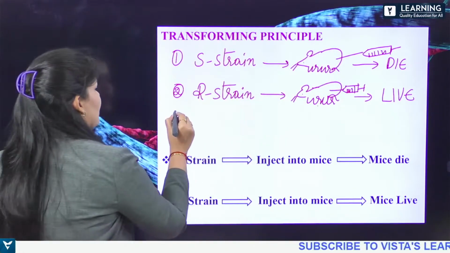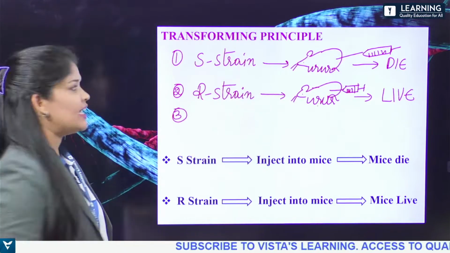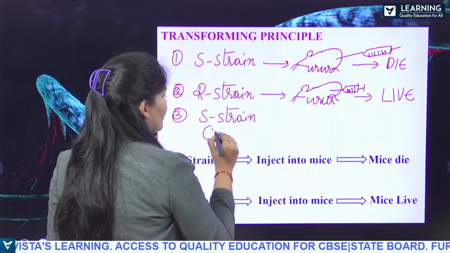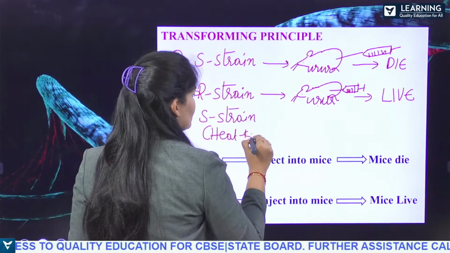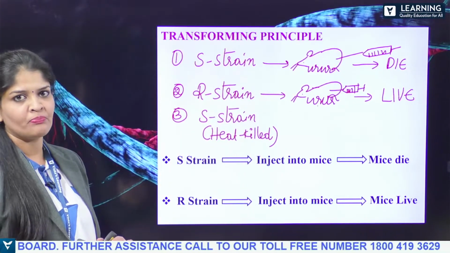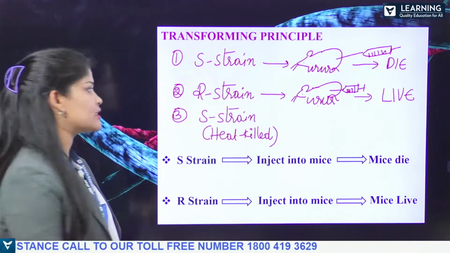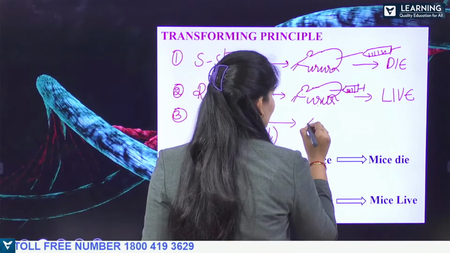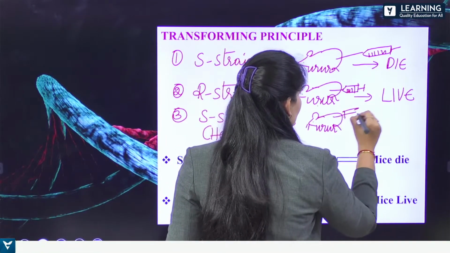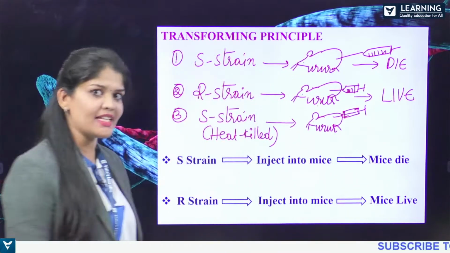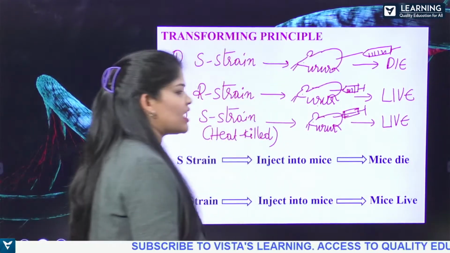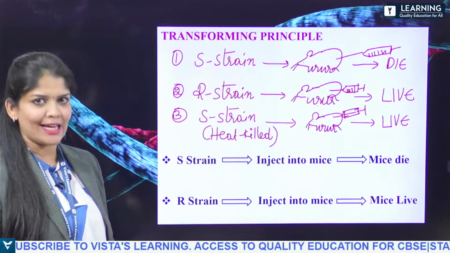Now, in the next experiment, he selected the S strain, but this S strain was heat killed. He subjected the S strains to heat treatment. Therefore, heat killed S strains were produced. Now, the same thing, he injected the heat killed S strain. Pneumonia is not formed, therefore the mice live.